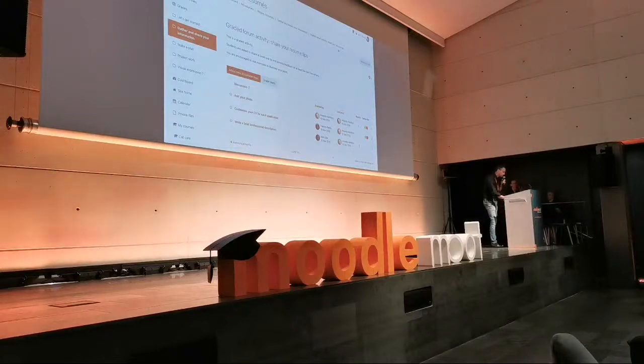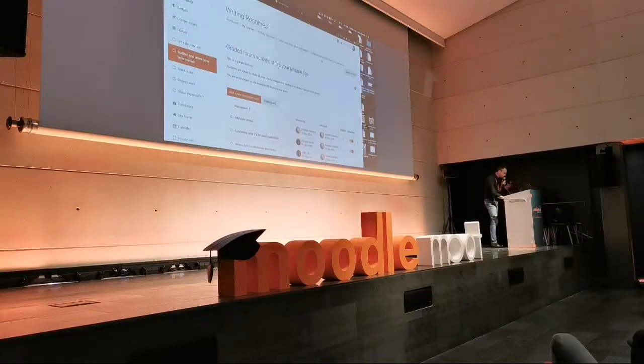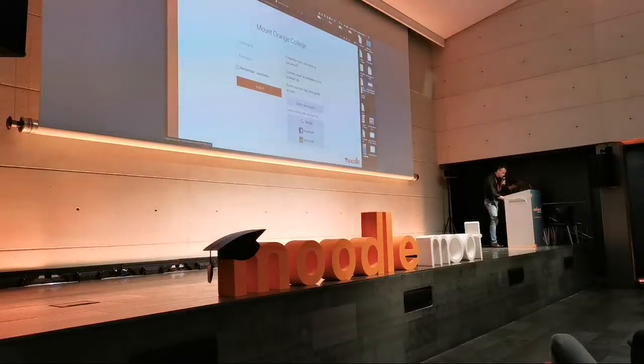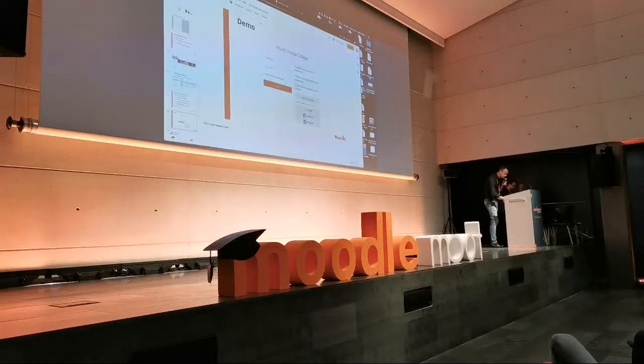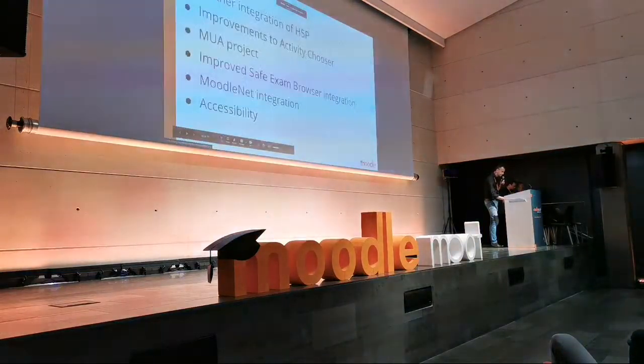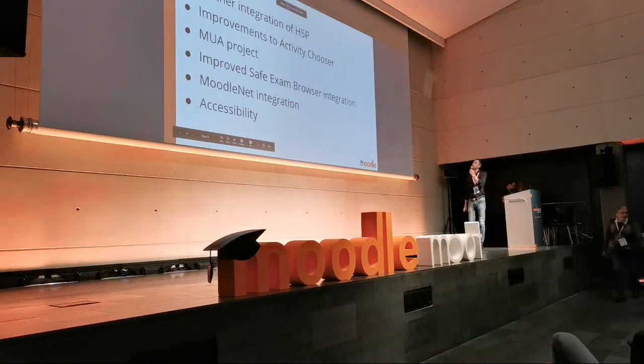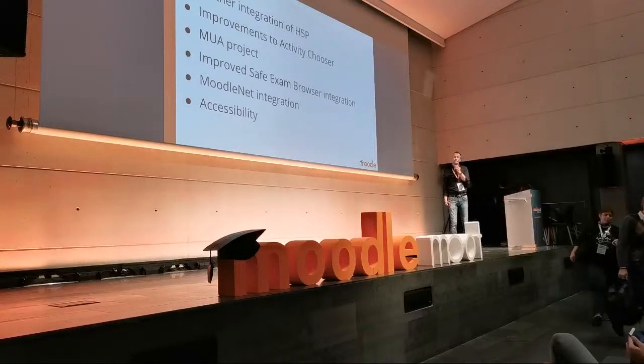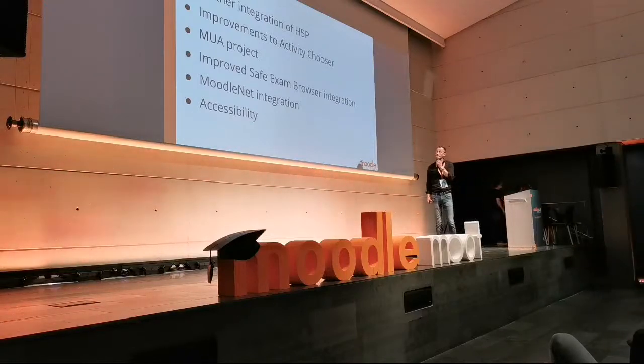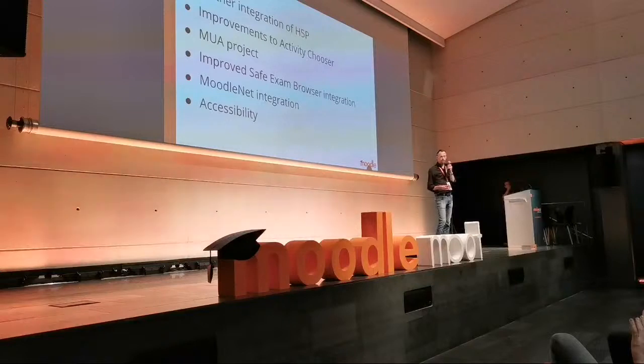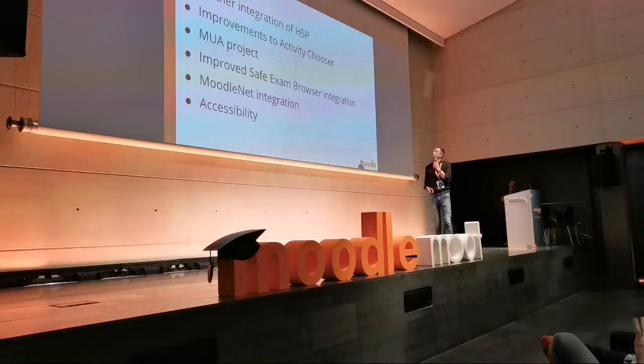I'll go back and finish up with some forward-looking things. What we'll be looking at for Moodle 3.9. So we'll be continuing on with the integration of H5P. We're also doing a project to improve the activity chooser, which is really in line with us wanting to improve the usability of Moodle. So we've got some concepts on there already, and we're very keen to start development on that.